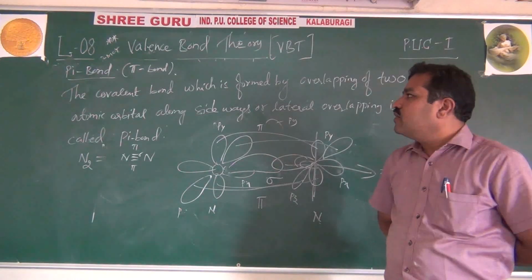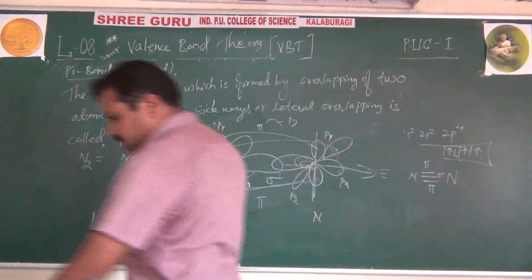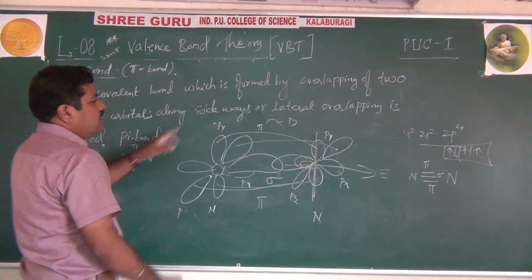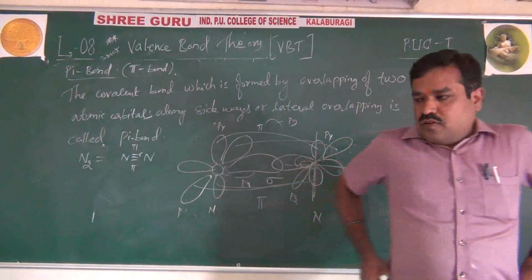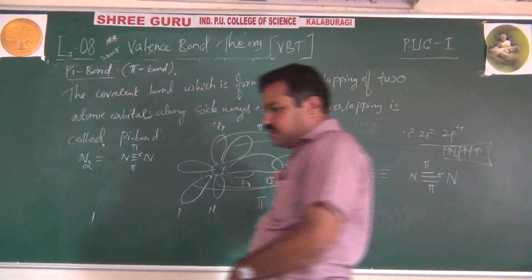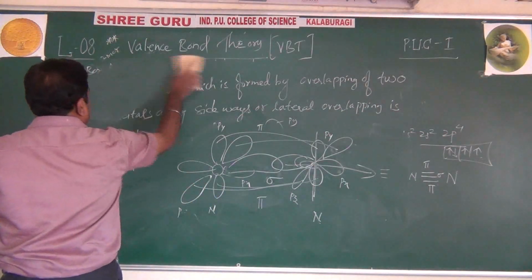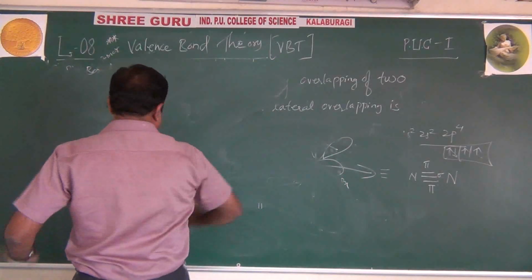What is pi bond? The covalent bond which is formed by overlapping of 2 atomic orbitals along the sideways or lateral overlapping. That is called pi bond. Now last, just a reminder, difference between sigma bond and pi bond I will tell you. And remember here there is only one overlap, that is P and P overlap. There is no SP.